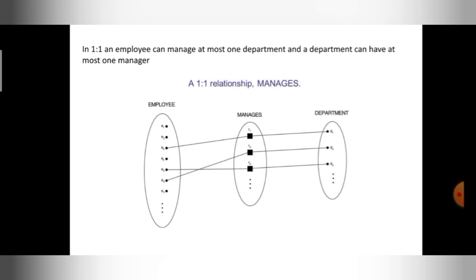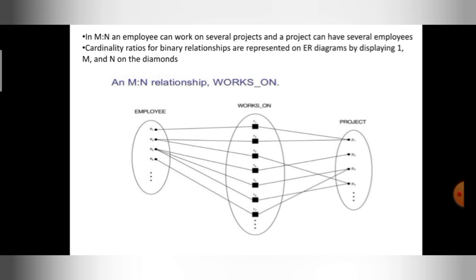Right? For a department, only one HOD will be there. For one department, only one manager will be there. One manager manages one department. That is a 1:1 relationship. This is one condition. In the same way, we have 3 different cardinality ratios. The 1:1 cardinality ratio is over.